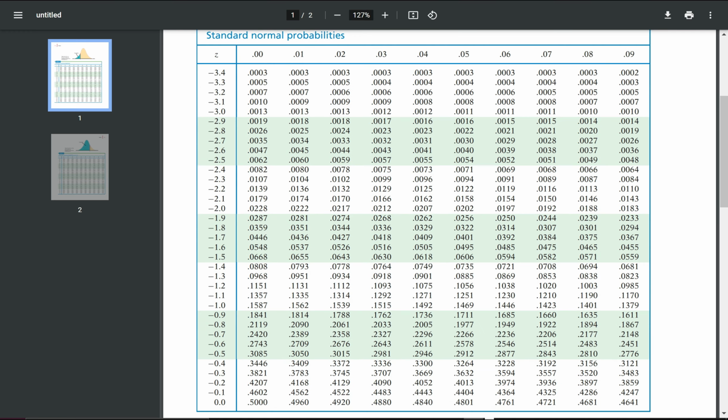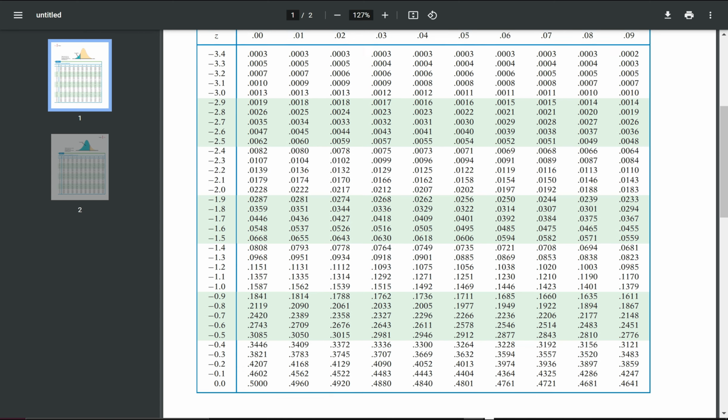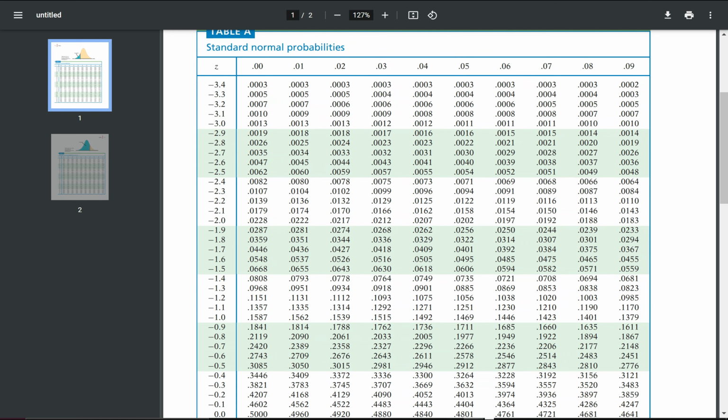So our calculated z-scores were negative 1.44 and negative 0.89. Let's look for them on the table. Negative 1.4 is right here, so we slide over to the 0.04 column, and we get 0.0749. We need to write that down. And then our other z-score was negative 0.89. So we go to negative 0.8, and then all the way across to the 0.09 column, and we see the value of 0.1867, and we write that down as well.